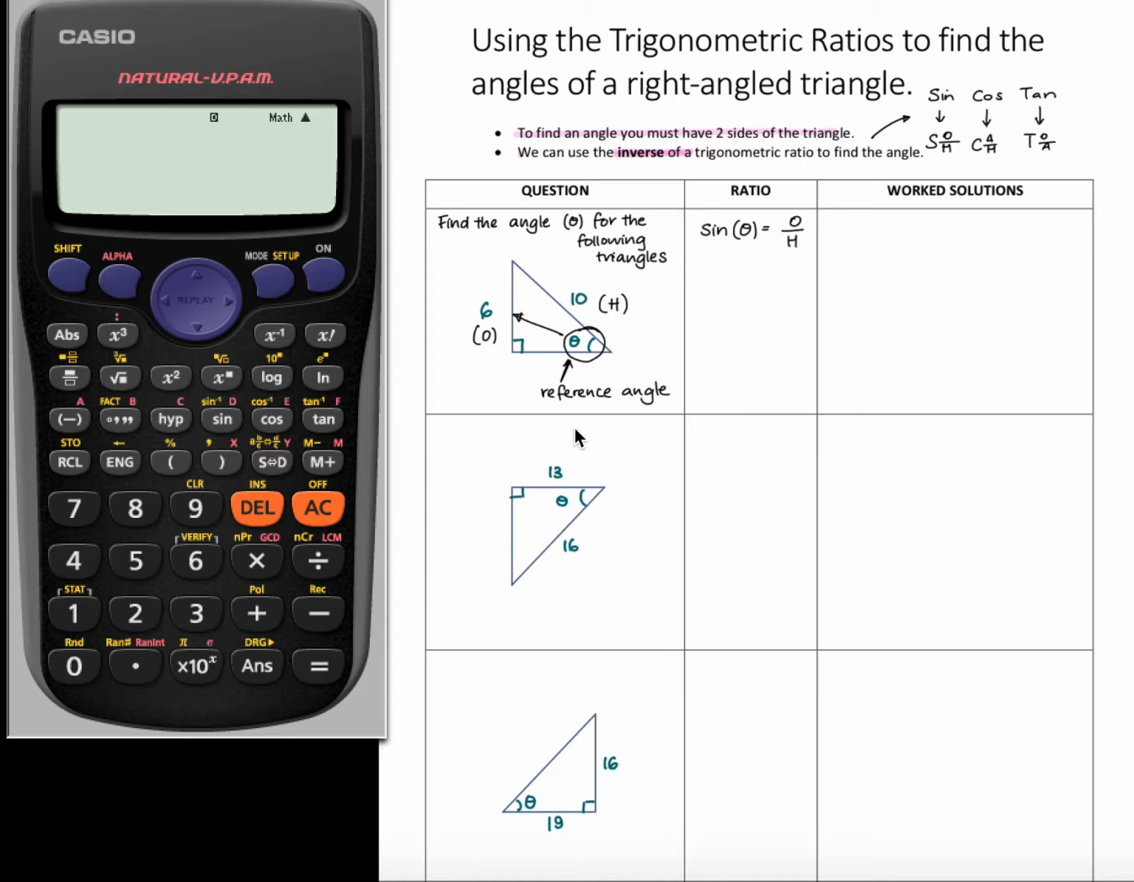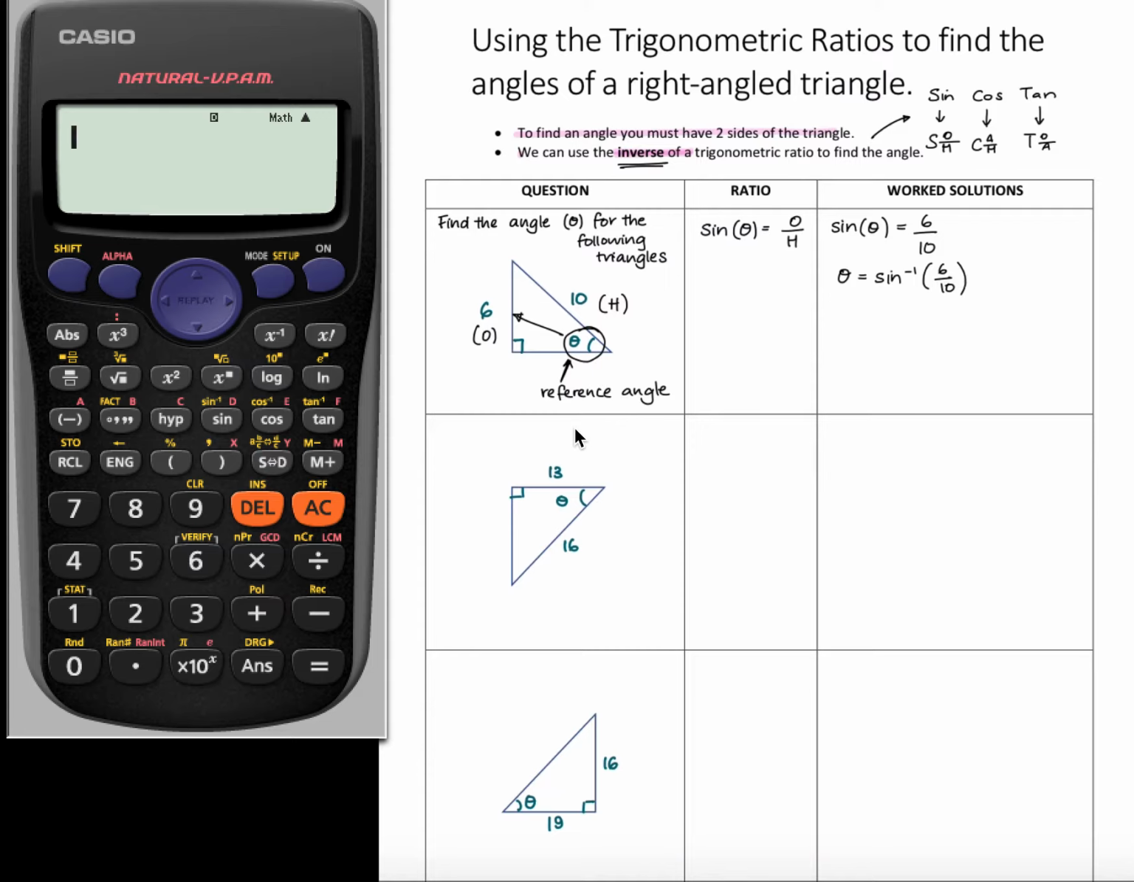Now, filling in the information that I have, I'm going to work backwards in order to find my angle. I start with sine of an unknown angle, theta, is equal to the opposite, which is 6, divided by my hypotenuse, which is 10. I mentioned before that we can use the inverse of a ratio. What that means is I'm going to write theta is equal to the inverse of sine, open a bracket and write 6 divided by 10, which is my opposite over hypotenuse.